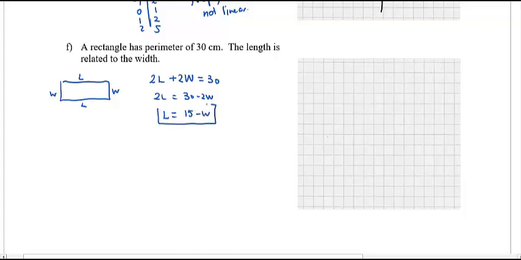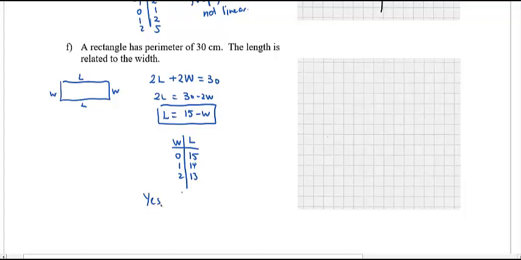you get this lovely equation. And if I made a table of values here, not X and Y this time, it would be perhaps W and L. Hopefully if W was 0, notice L is 15, 1, 14, 2, 13, and so on. Hopefully you'll see that yes, this is also linear.